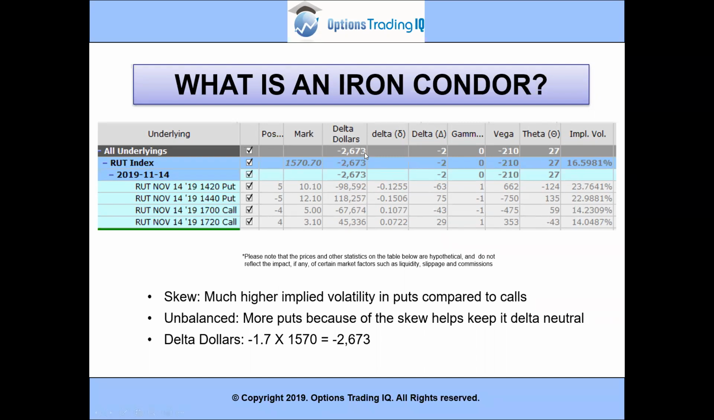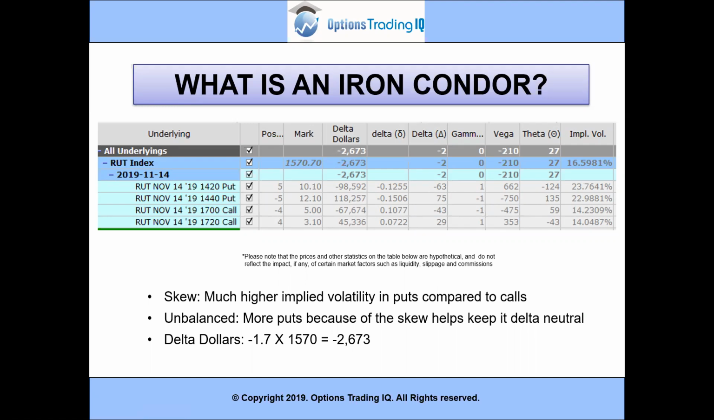Really quick explanation. You can see there the delta of -2. It's actually more like -1.7. They don't show the decimals here. This is from Interactive Brokers. If we take that -1.7 and multiply it by the index price of 1570, we get -2,673. That basically means that's our equivalent dollar exposure to the market. So if we could buy or sell the Russell index, it would be like having a short position in the Russell index of $2,600.